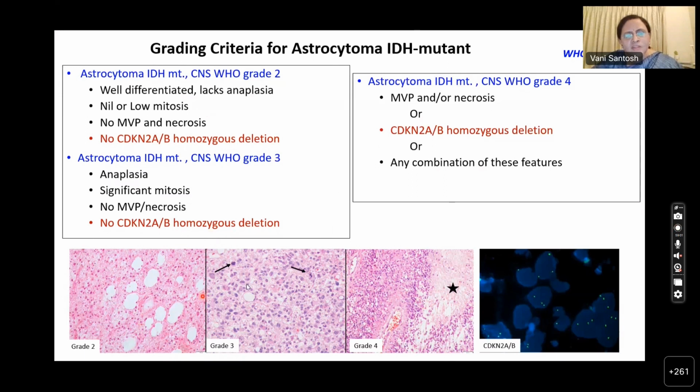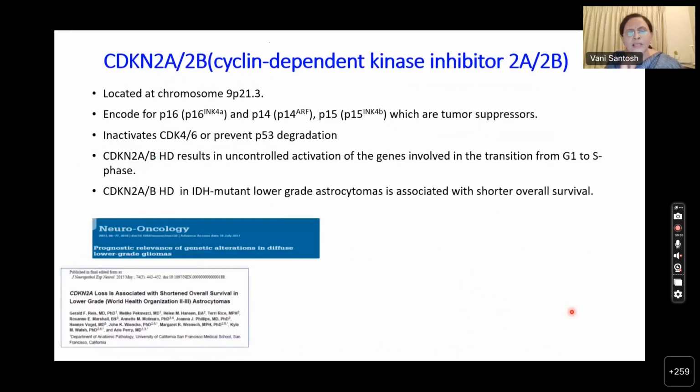Alternatively, it may have this histology. It may have grade 2 or grade 3 histology, but it can show CDKN2A/B homozygous deletion. Even then, it becomes a grade 4 tumor. So, this molecular marker is very, very important. Any grade 2 or grade 3 tumor that harbors a CDKN2A/B homozygous deletion automatically gets upgraded to grade 4. Please remember that. And let us see what has happened.